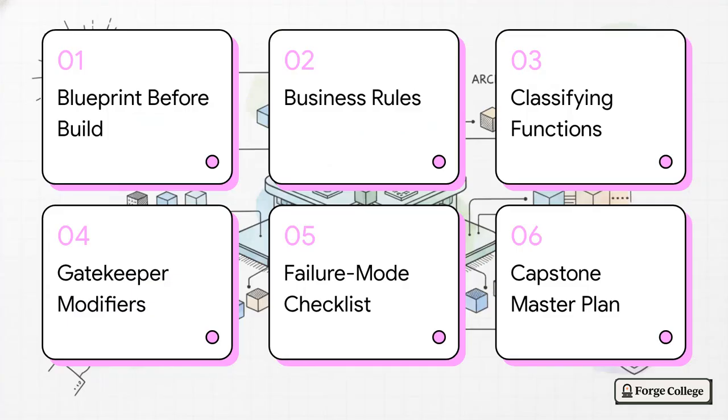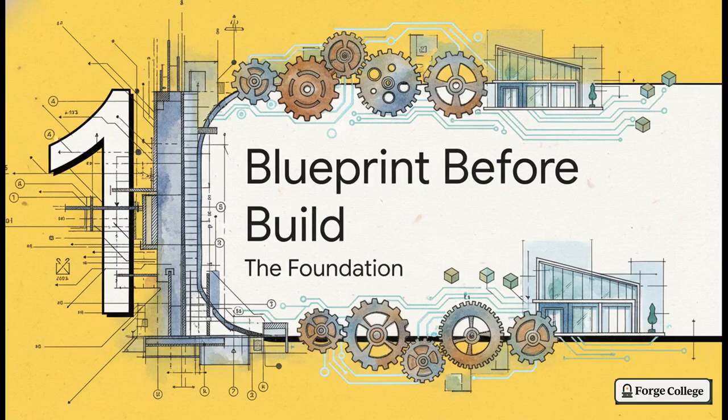So, to avoid going broke, we are building an engineering assembly line today. We're going to forge a bulletproof blueprint before we write a single line of production code. We'll be looking at the blueprint before the build, capturing your business rules, classifying your contract functions, modifiers as your gatekeepers, the failure mode checklist, and lastly, your capstone master plan. Starting off with Section 1, the blueprint before the build.